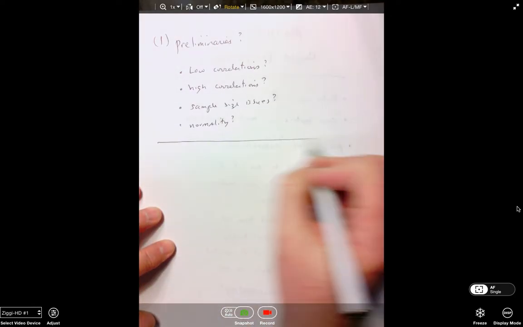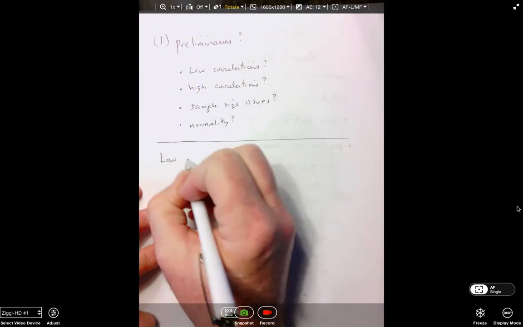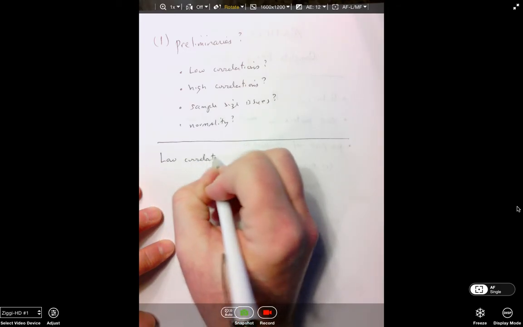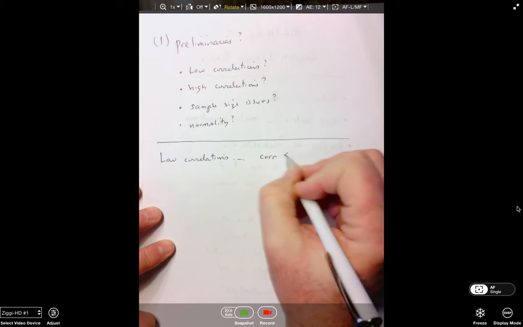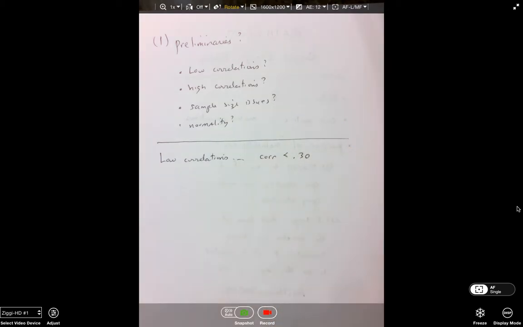Now, the first one is low correlations. Typically, when I have a lot of correlations below 0.30, then that could be problematic, okay? Now, again, what is a lot? Well, a lot is clearly subjective, and I presented it that way on purpose.